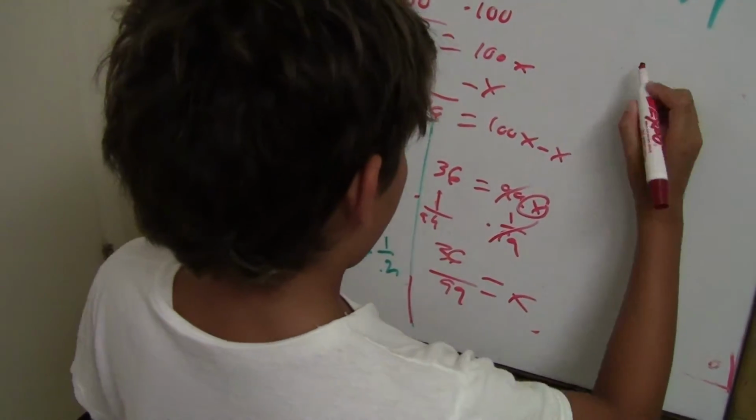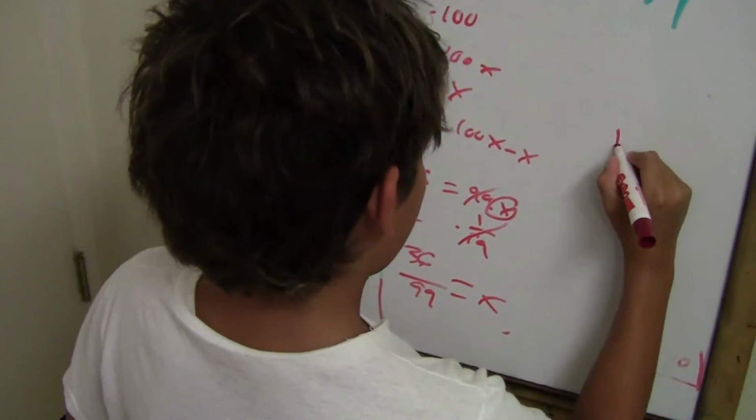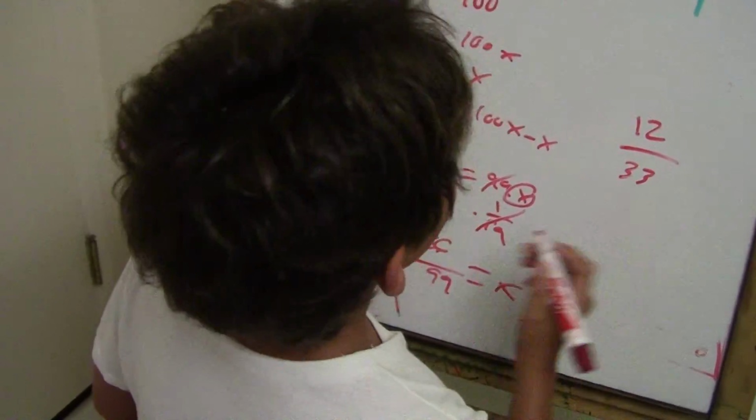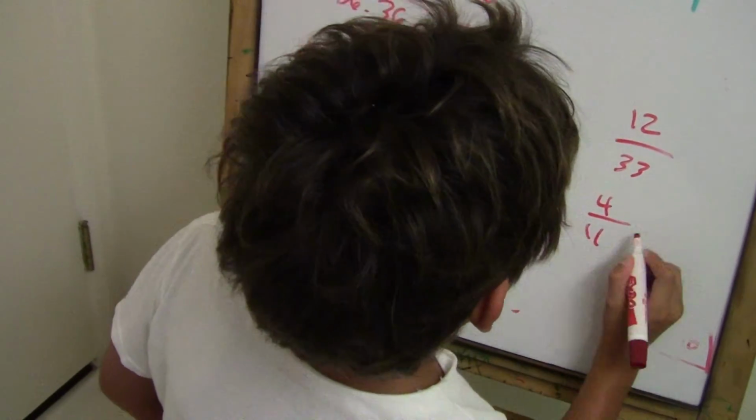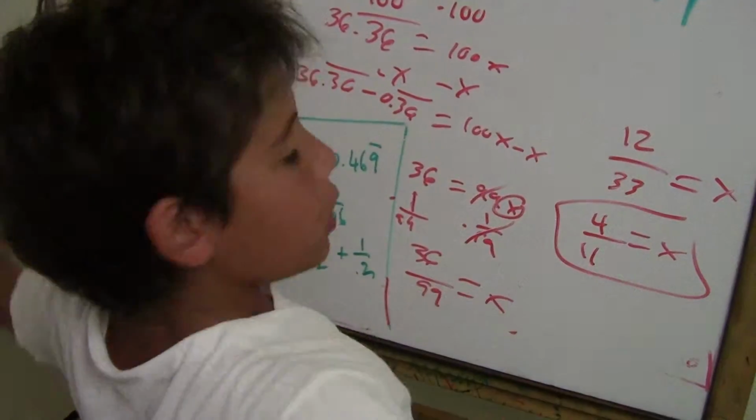So then that would be 9, okay, you would have to divide that, that'd be 12 over 33. That's still divisible, that's 4 over 11, ta-da, we're done. Boom!